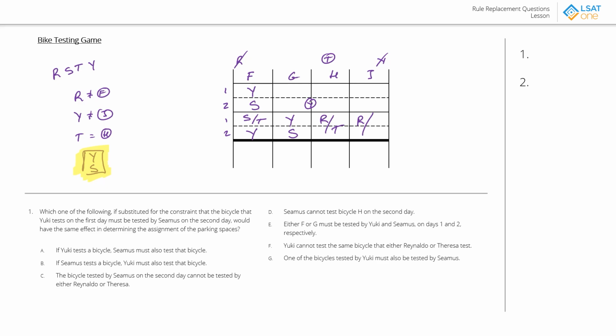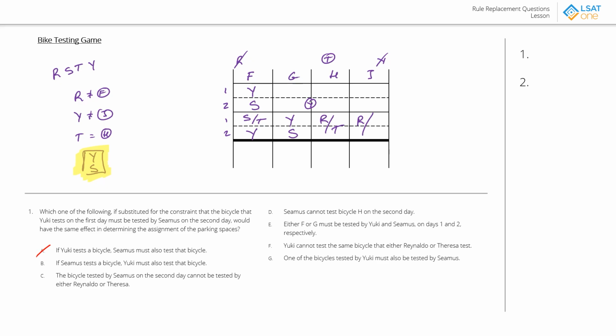If Y tests a bike, then S must also test that bike. Now, you'll notice that this goes too far. This never had to be true, because answer choice A would effectively apply to both bikes that Y tests, and that's not accurate, right? The bike that Y does on day 1 has to be done by S on day 2, but there is another bike that Y tests, and that one doesn't have to be tested by S. So this never had to be true, so we can get rid of answer choice A.